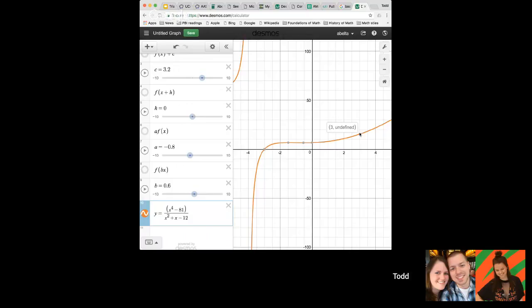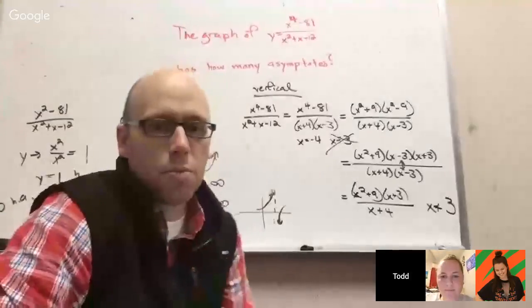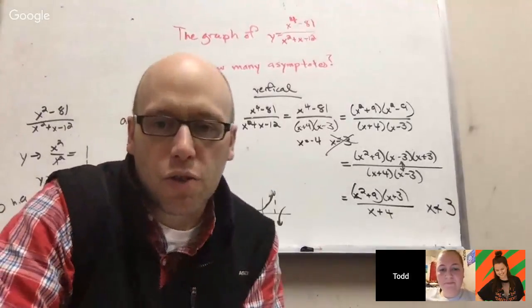Regardless, you can see that Desmos, if I look here, does say it's undefined at 3. It shows that there's a hole there, but otherwise you can't tell, because it looks just like that for every other possible point. Right. Okay. Any questions about that particular problem or about rational functions and the way they work?